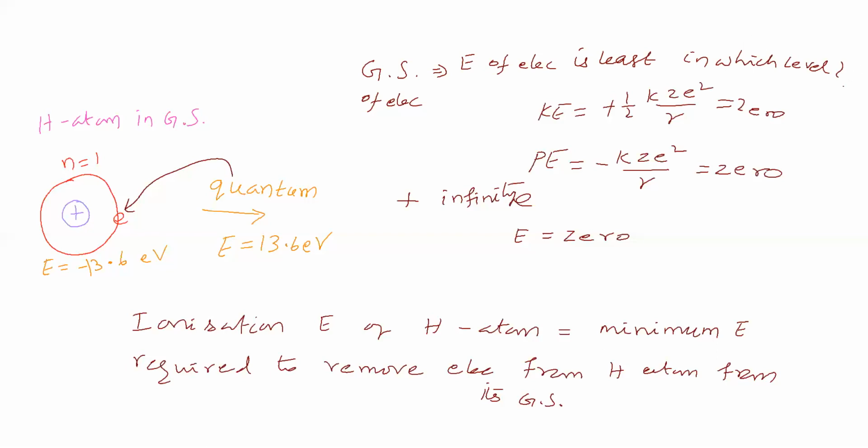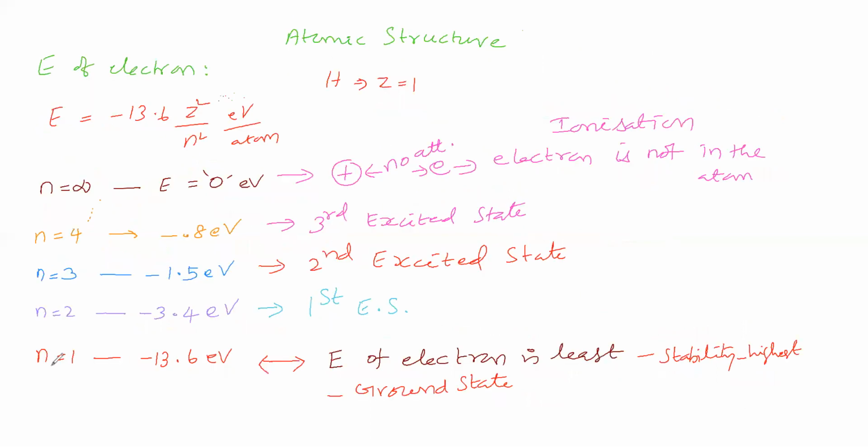Now we'll see. You are asking what the ground state is. We have given energy levels. When n is equal to 1, we will substitute in this formula n is equal to 1, and we will substitute z is equal to 1.